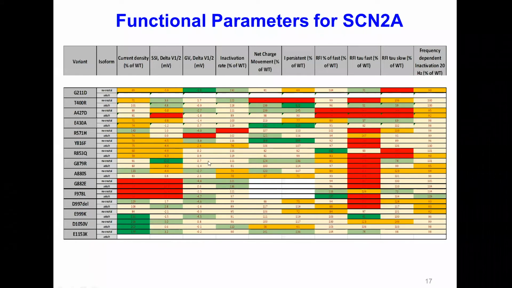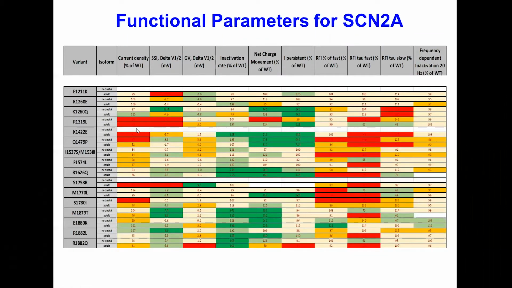And so what you can see by this color coding, if you see red, this is reflective of a loss of function of that property for that variant, whereas green and darker green means gain of function for that property for that variant. And so I think it should be obvious that it's not a simple matter of variants having just gain of function or just loss of function. Most of the variants we've studied in this group have very mixed effects.